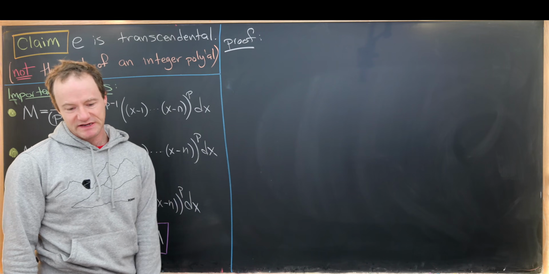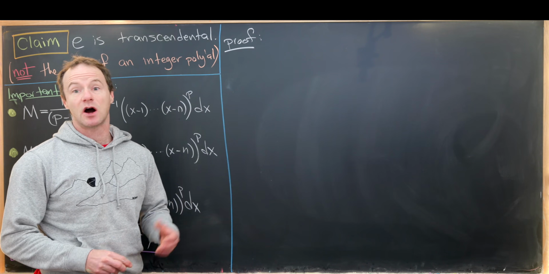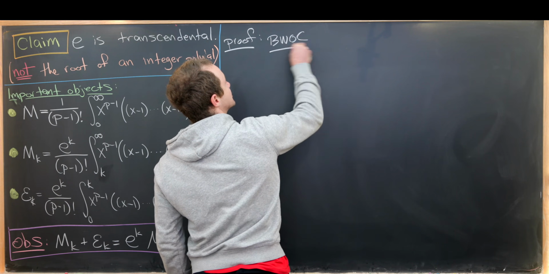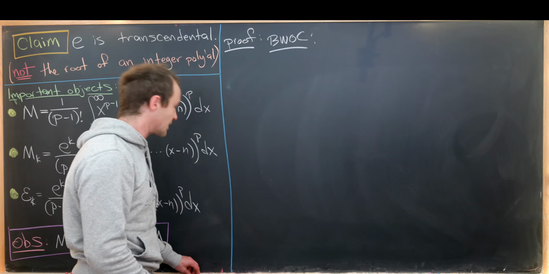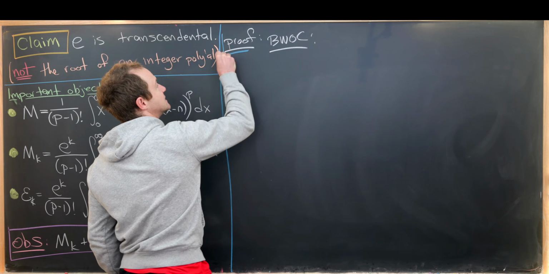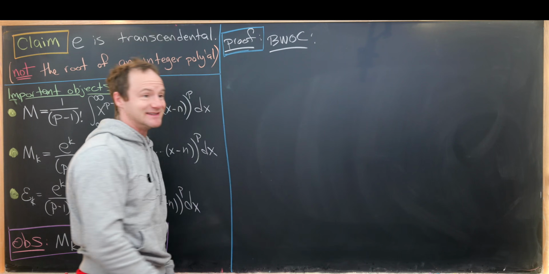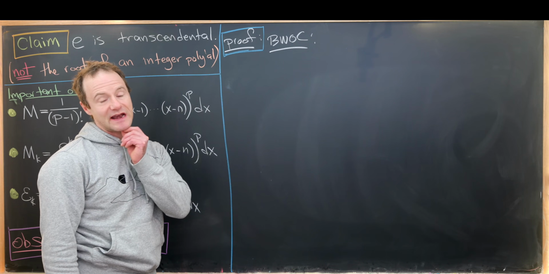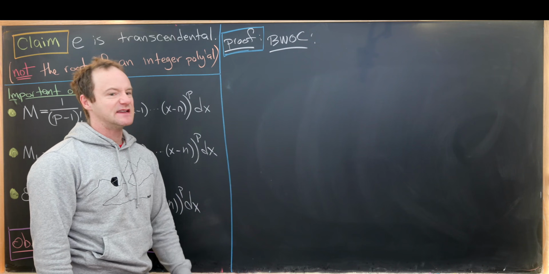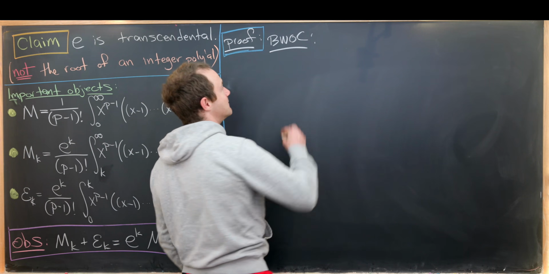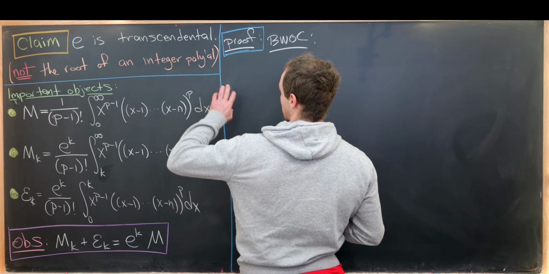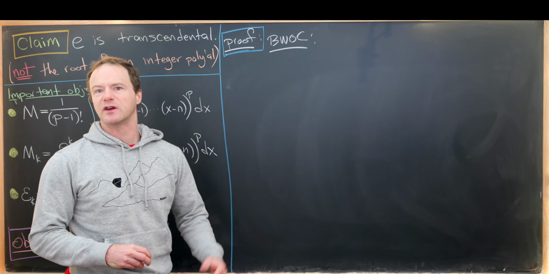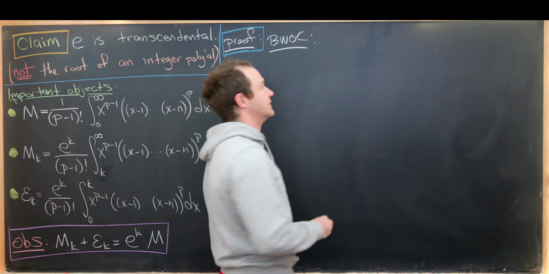Well, we're going to use a mathematician's favorite trick, and that is a contradiction. So we're going to work by way of contradiction. That means we want to start by supposing that, in fact, e is not a transcendental number. In other words, it's something called an algebraic number, and then see that that causes some sort of problem. So what does it mean to be an algebraic number? It means that it is the root of an integer polynomial, in other words, a polynomial with integer coefficients.